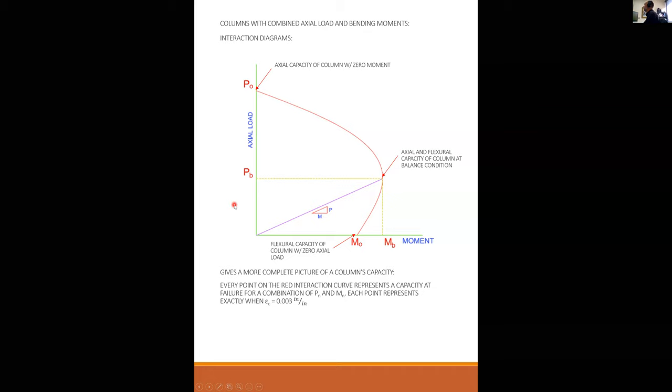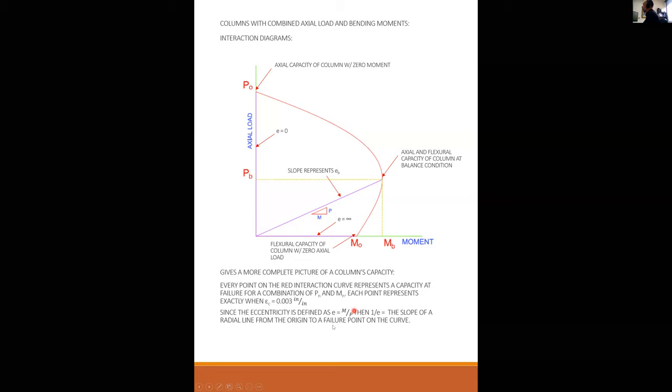Since the eccentricity is defined as E equals moment over axial load, then 1 over E is equal to the slope of a radial line from the origin to a failure point on the curve, anywhere along here. So this purple line is the eccentricity. It's a unique eccentricity that corresponds to exactly the balance point. The slope represents E sub B, B representing the balance point. And E equal to zero would be zero eccentricity at that point there. And E equal to infinity, basically M over zero, is infinity. So this would be the eccentricity if you have zero axial load.